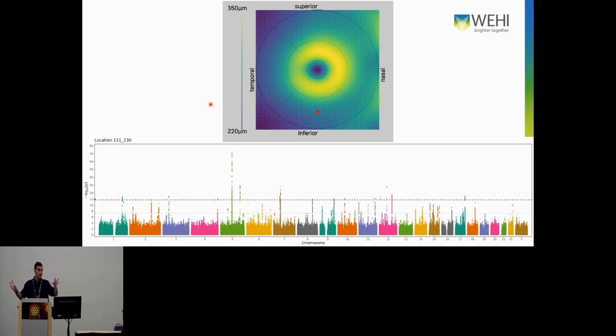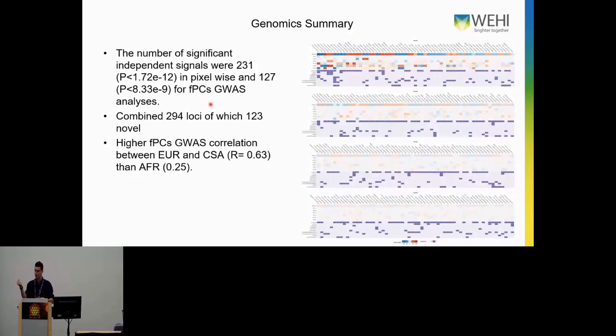So to summarize our genetic analysis, we found lots of different associations. As you can imagine, we had to correct for a very stringent Bonferroni threshold because we are doing so many associations. But basically, in total, between the pixel-wise analysis and the functional principal components analysis, we found almost 300 loci, of which 120 were novel. They were never found before, even by other analyses that tried to do the spatial analysis of this by dividing the retina into quadrants. So truly having this finer scale really helped.